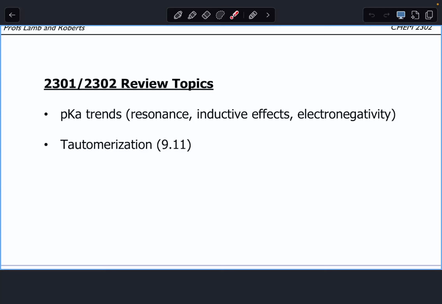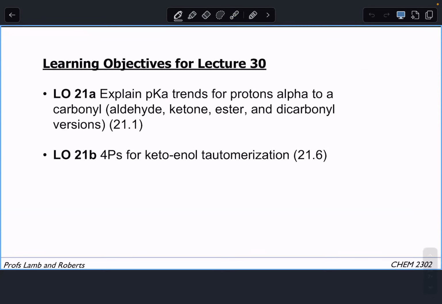Our good friend resonance and inductive effects and electronegativity, all those things come into play. Just like we've talked about previously, we're just going to apply it to a different type of compound now. And then tautomerization. So again, you've heard about tautomerization, but we're going to talk a lot more about it today. So we really only have these two learning objectives.